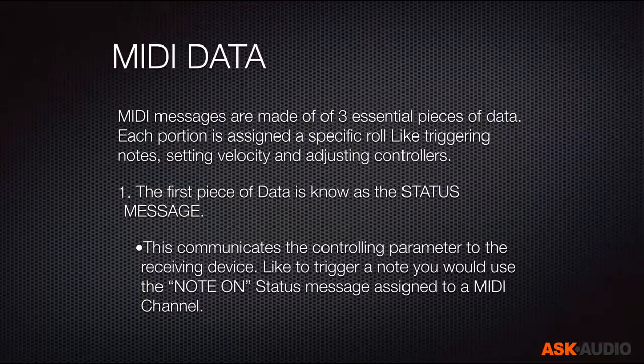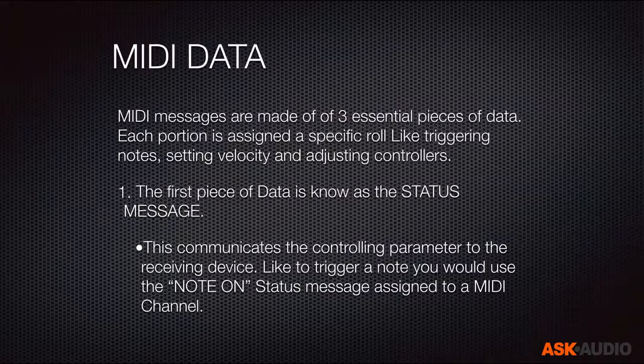So at number 1, you see it says the first piece of data is known as the status message. That really just communicates the controlling parameters from what you're sending to the receiving device. In our example, we'll keep it very simple and concentrate on the MIDI note on status message. Because when you play a note, it actually sends the MIDI message that you played a note, and it has specifics to the note that you played. So the first thing it says is, hey, this is a note on message. He pressed the key, he's holding it down, the note is on. Now, that's the first piece of data that comes in that message.